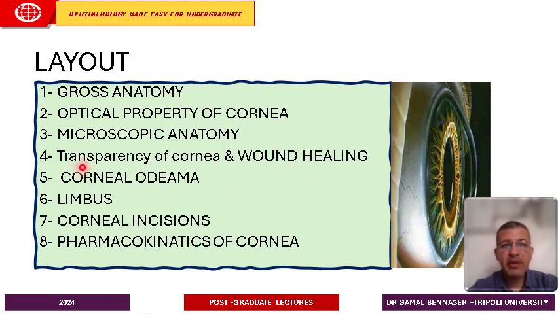And we will speak briefly about the pump mechanism of the endothelium and the corneal edema. We will speak about the limbus and the different types of limbus, the histological limbus, the anatomical limbus, and the surgical limbus. We will speak about the different corneal incisions, like the clear corneal incisions, anterior limbal incision, mid-limbal incisions, and posterior limbal incisions. And finally, we will speak about the pharmacokinetics and the mechanism of drug absorption through the cornea, and the corneal permeability and the partition coefficient.